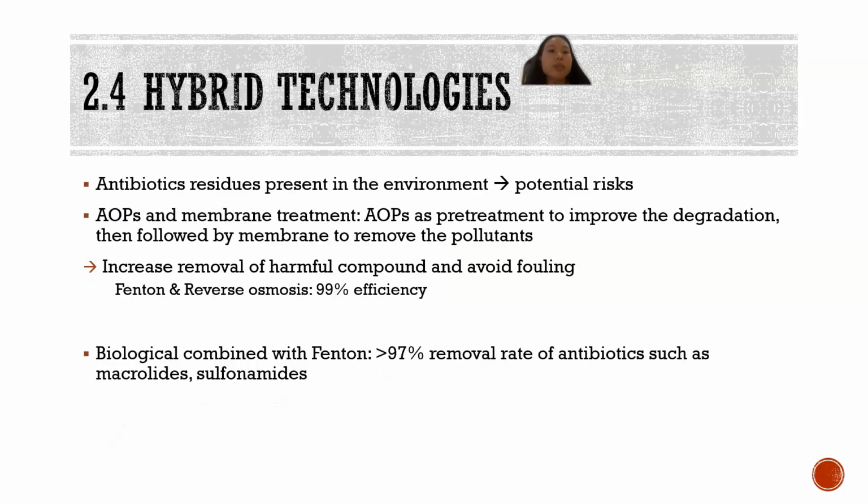Last is the hybrid technologies. Each treatment has its own pros and cons, so hybrid treatment is developed to minimize the risk and maximize the removal of pollutants. For example, in some AOP treatments, the antibiotic residues are still present in the environment, causing potential risk to humans. So it is studied that AOPs can be combined with membrane treatment. It works as a pre-treatment to improve the degradation level, followed by the membrane to remove the pollutants.